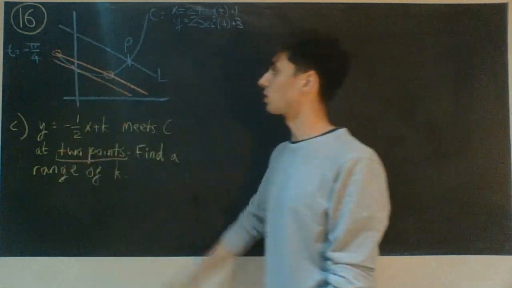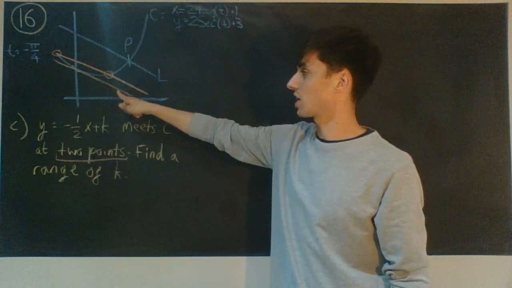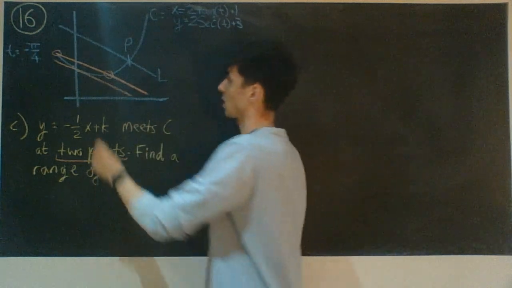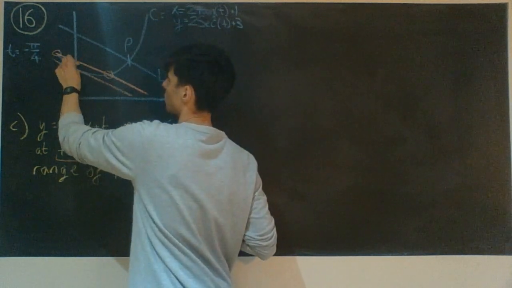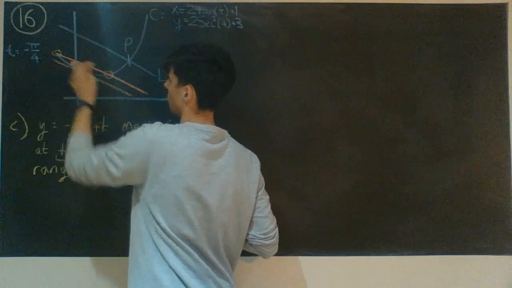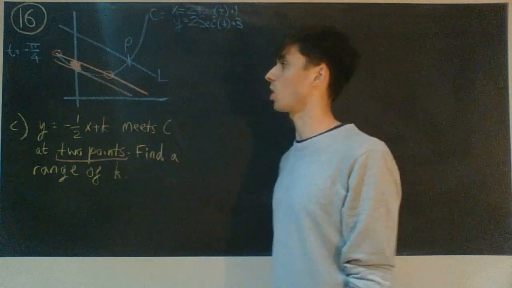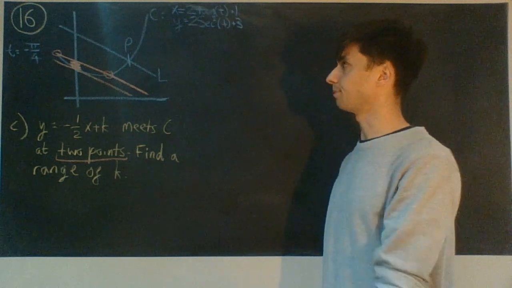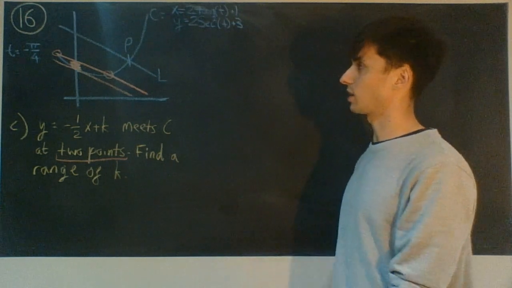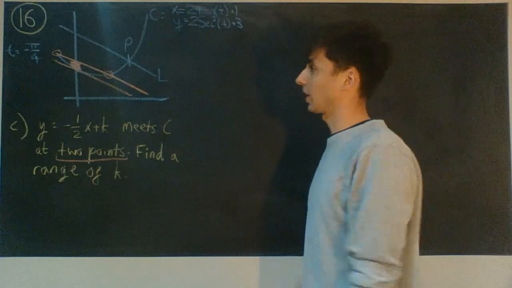So you can imagine this is potentially the largest k, this is the smallest k, and anywhere in between those two, this shaded area, that's our range of values for k which are going to work. What can we do then to find some way of working out k?